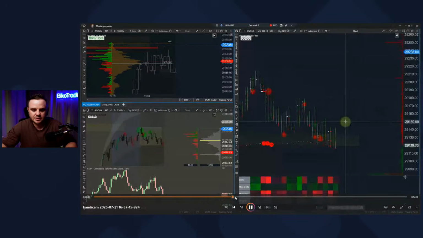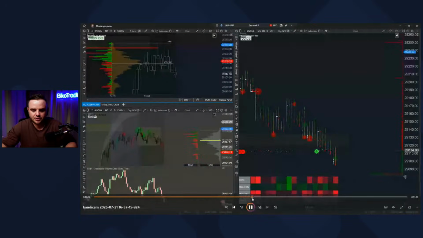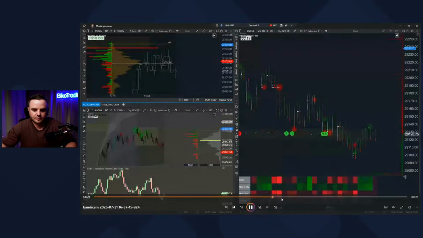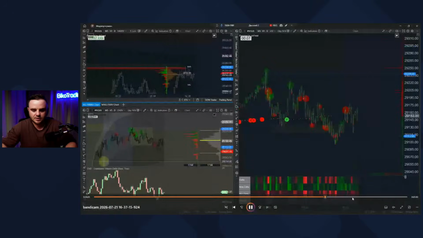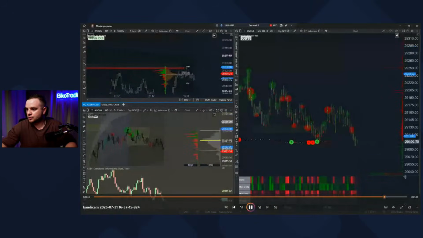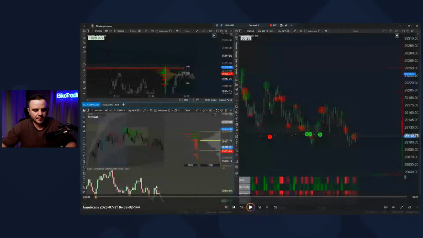That's just an example for you of a tiny absorption and how it looks. You can see a tiny absorption, price retested POC. That's exactly when I took my first trade inside that trading session. Let me show you one more example. Another example.